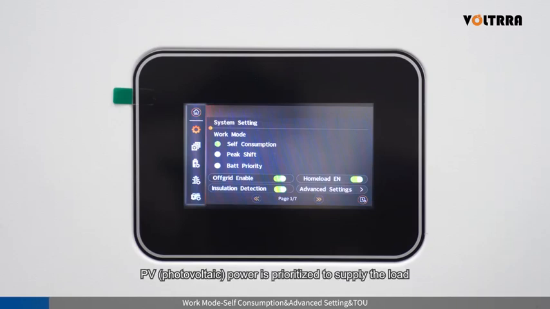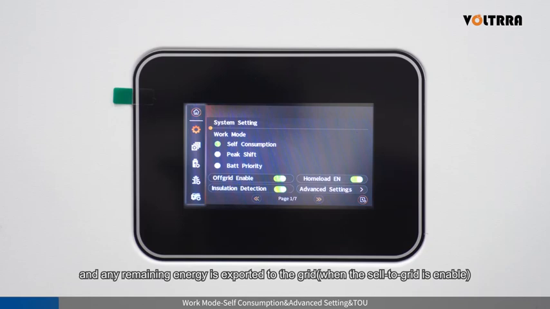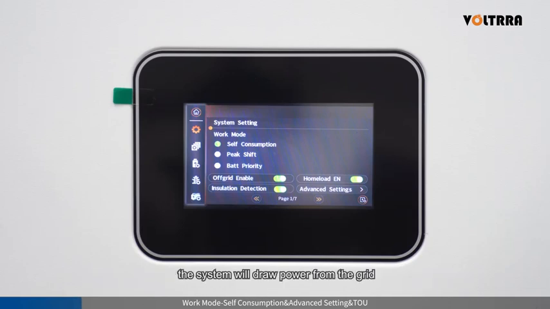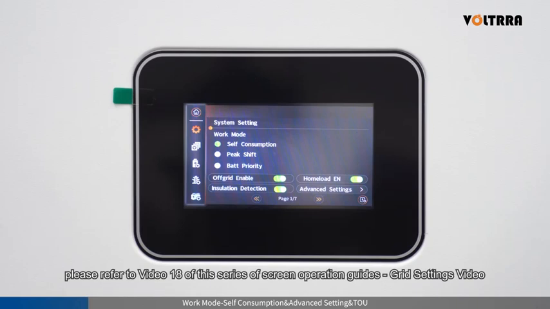PV power is prioritized to supply the load. Surplus energy is used to charge the battery, and any remaining energy is exported to the grid. When PV generation is insufficient to supply the load, the remaining required power will be drawn from the battery first. If the combined power from PV and battery still cannot meet the load demand, the system will draw power from the grid. For details, please refer to video 18 of this series of screen operation guides, Grid Settings video.